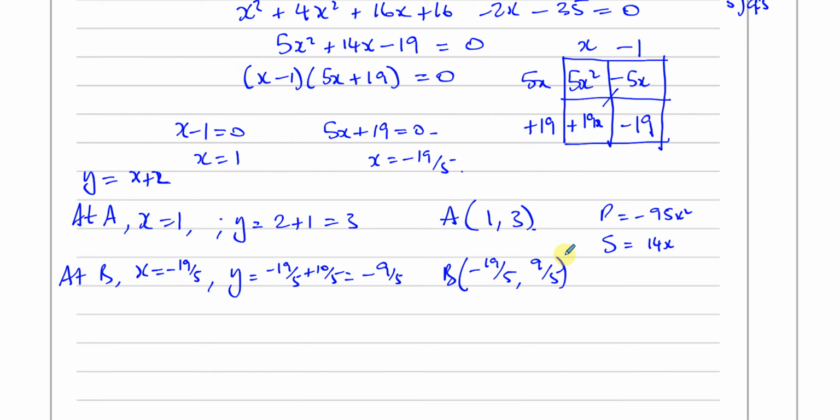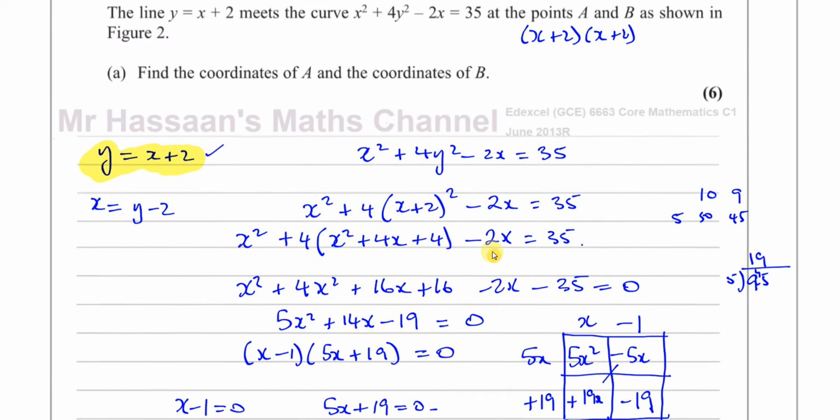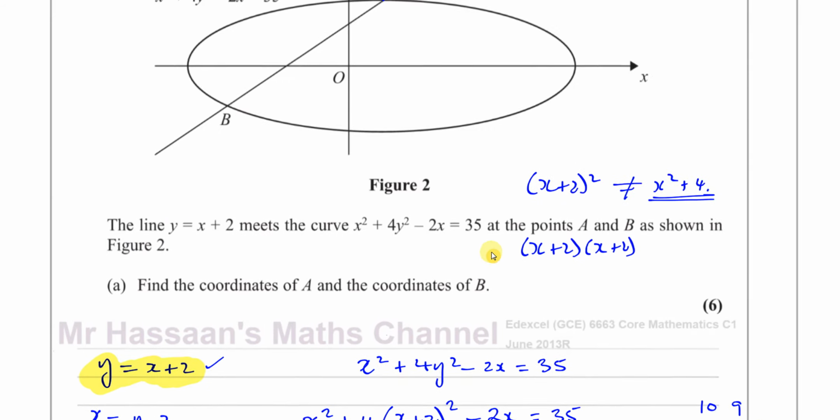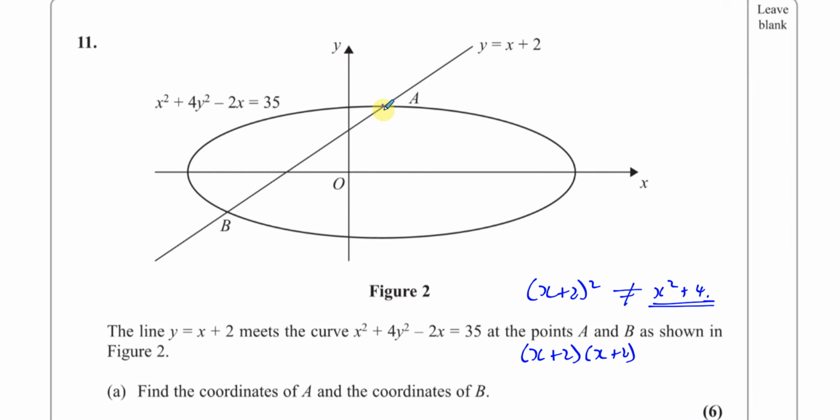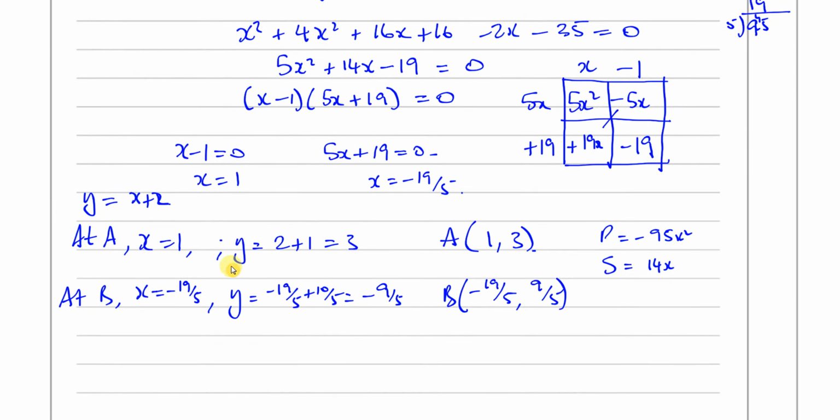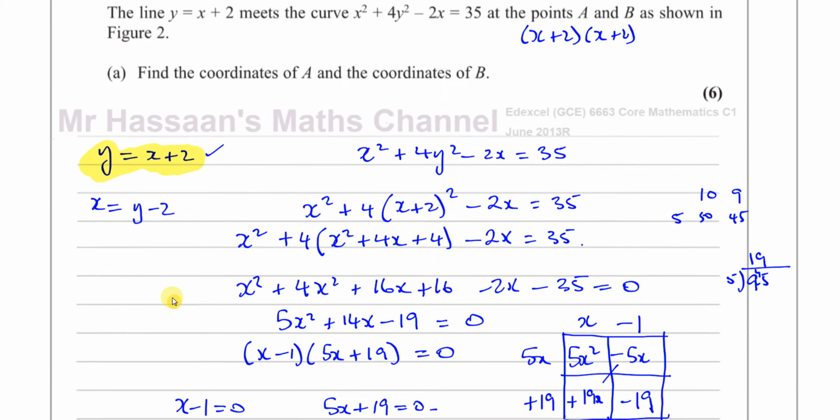So there we have the answer to question 11A. We found the coordinates of A and B. How did I know A was the one which has the positive coordinates? Because in the diagram, A is shown up here and B is shown down there. So A must be where x is 1 and B where x is negative 19 over 5. So that's the answer for part A.